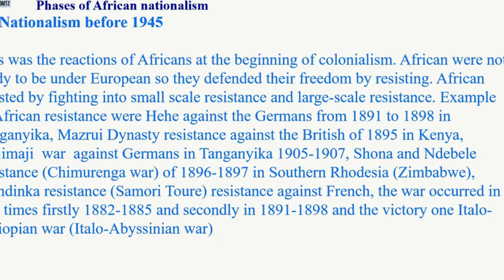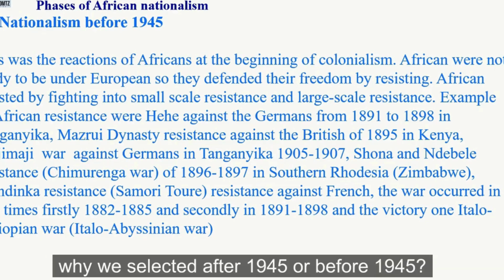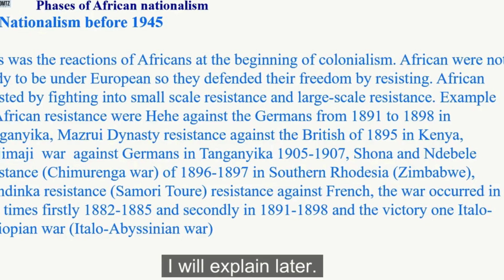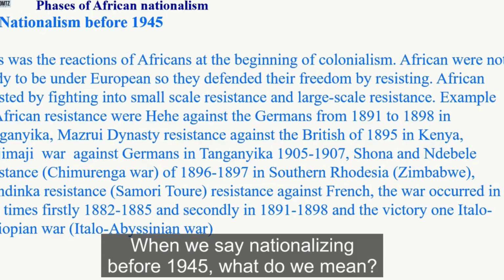And lastly, we should discuss why 1945 as a midpoint. Why not another year? Why did we select after 1945 or before 1945? I will explain later. But now let's check. When we say nationalism before 1945, what do we mean?